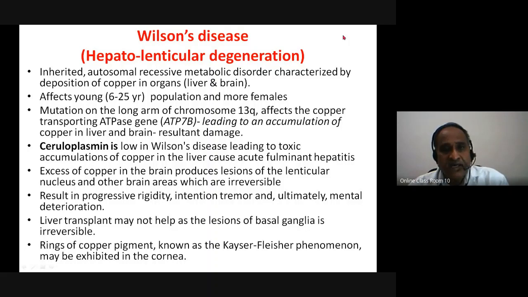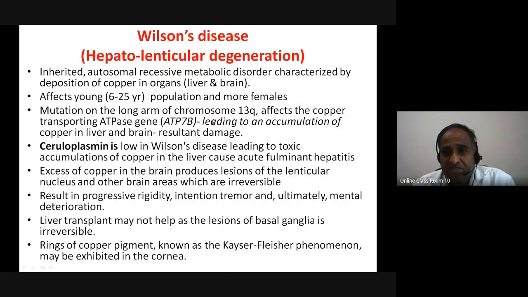This is Wilson's disease. This is also known as hepatolenticular degeneration. This is an inherited autosomal recessive metabolic disorder characterized by deposition of copper in liver and brain. This Wilson's disease is seen in a younger age group between 6 to 25 years, and the females are more affected. And it is due to the mutation of long arm chromosome 13q.